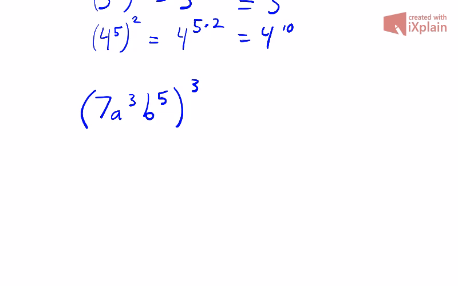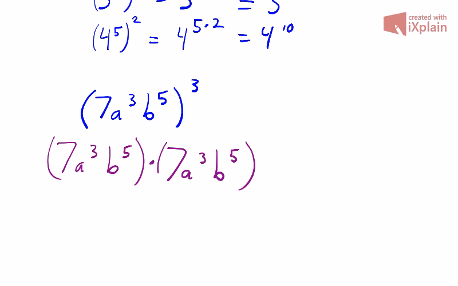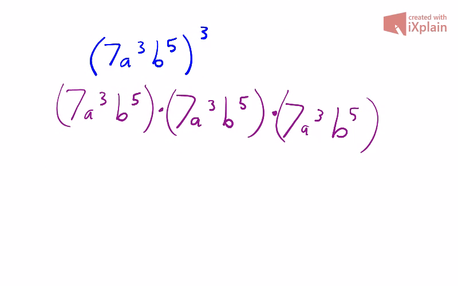That looks really complicated. So we're going to write this out to see what it looks like. I end up with 7a cubed b to the 5th times 7a cubed b to the 5th times 7a cubed b to the 5th. Nice thing about multiplication, I can rearrange it however I want. So that's the same as 7 times 7 times 7. Now I used all those, don't need to worry about those.